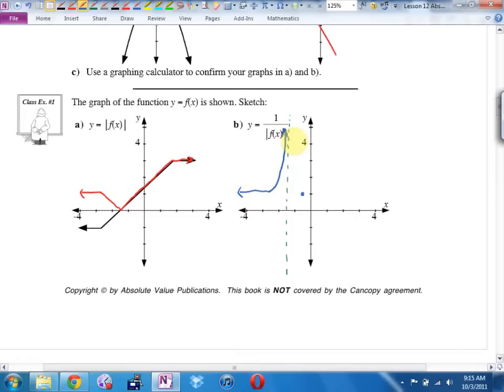Now, hover right here, because that point is that point right there. As I move to the left, I'm getting closer to zero. What's the reciprocal going to do? Shoot off to infinity.